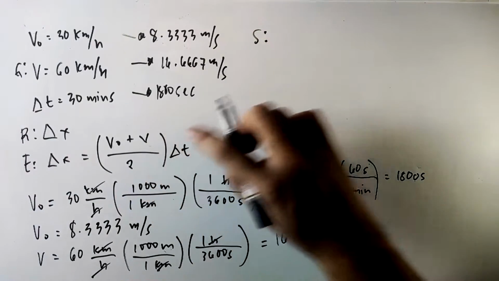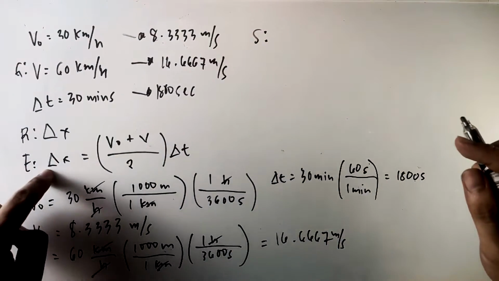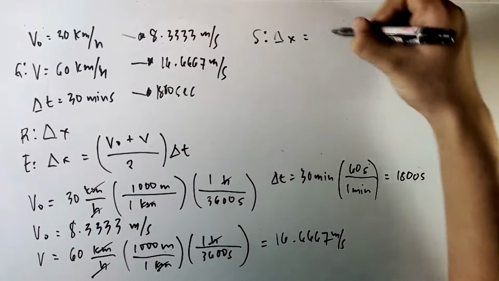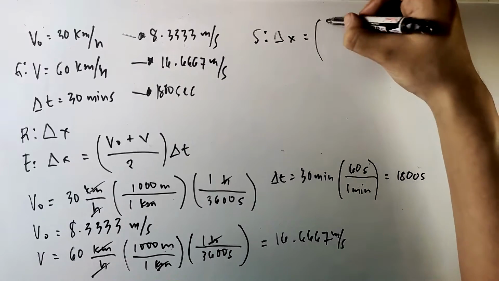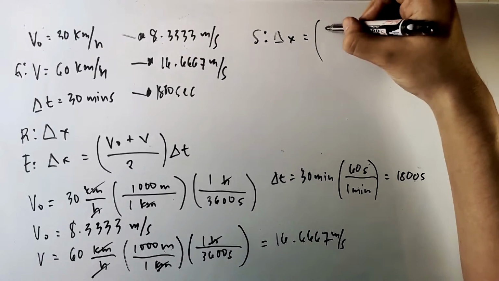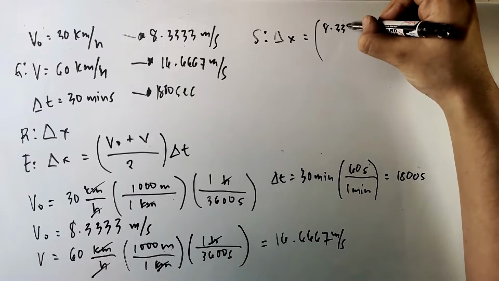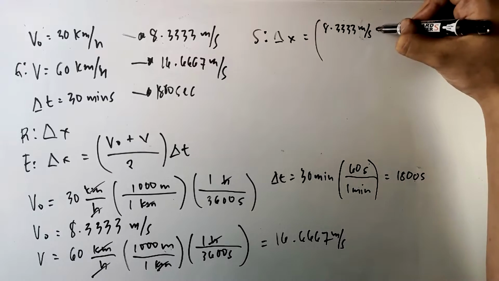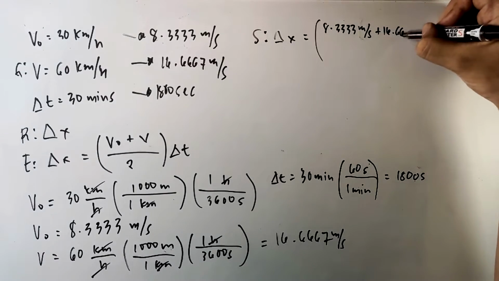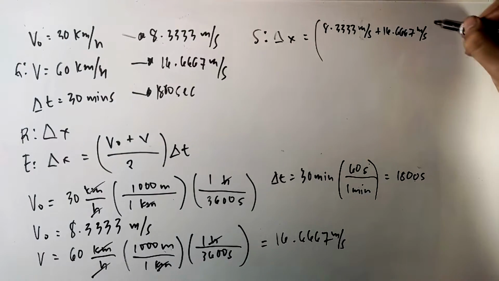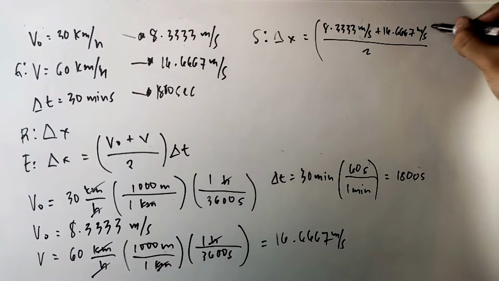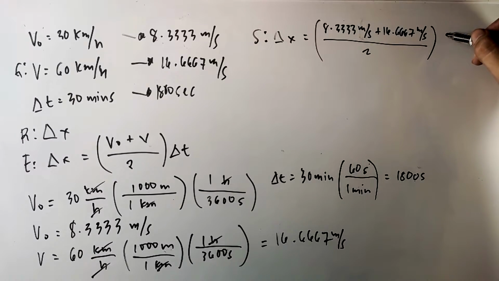So the solution is, what are we looking for? It's delta x, so it's already equated to that, so we don't have to derive anymore. So delta x is equal to, what's our v sub 0? 8.3333 meters per second plus 16.6667 meters per second, divided by 2, times time, which is 1800 seconds.